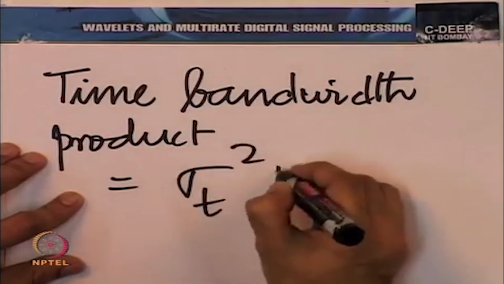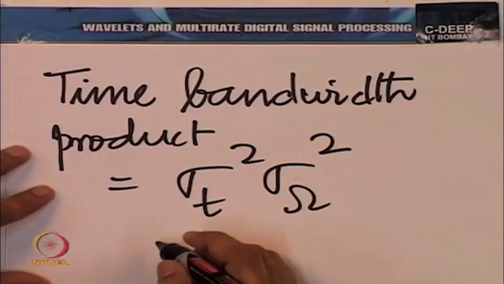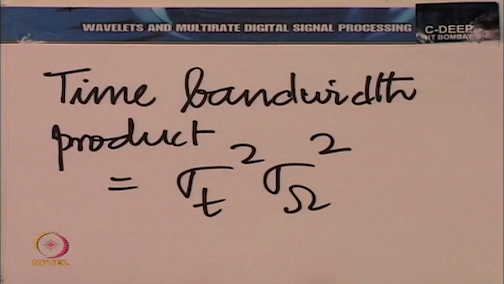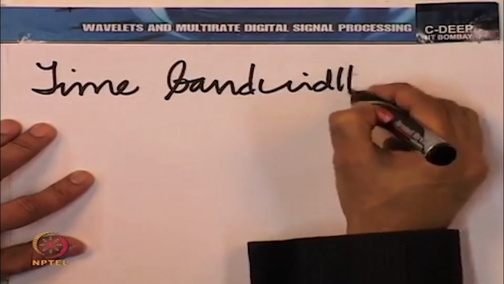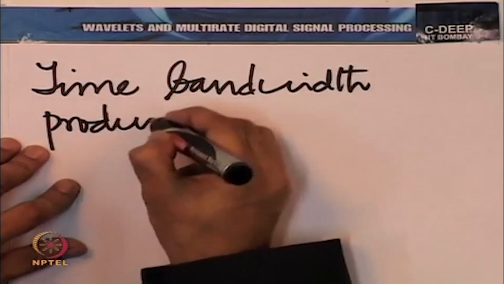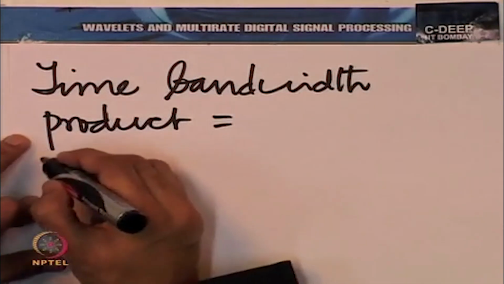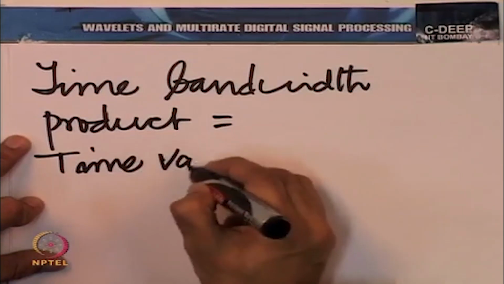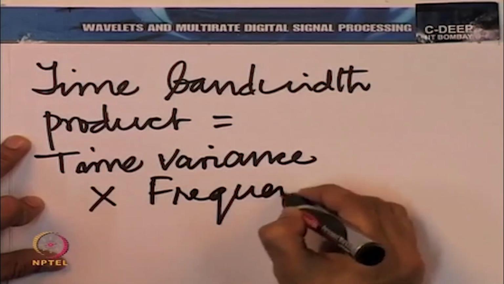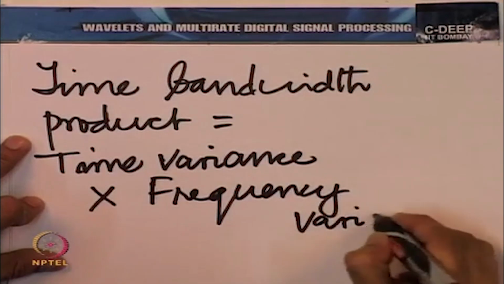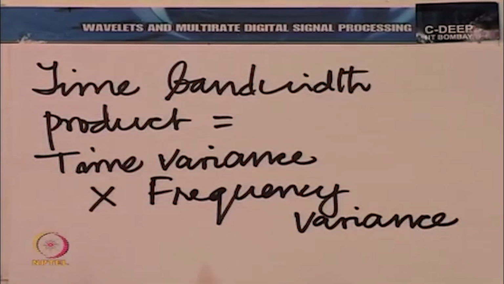Given by the product sigma t squared times sigma omega squared. Essentially, the time bandwidth product is the product of the time variance and the frequency variance. And this product is very important from a number of perspectives.